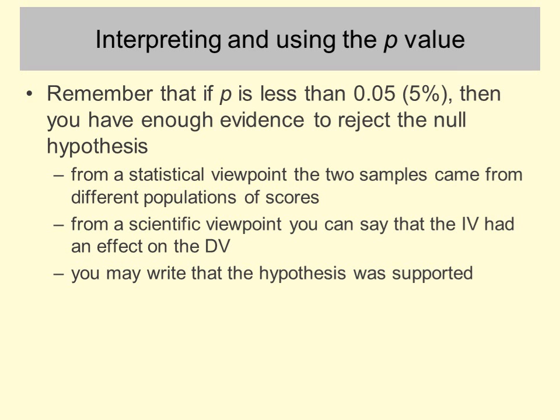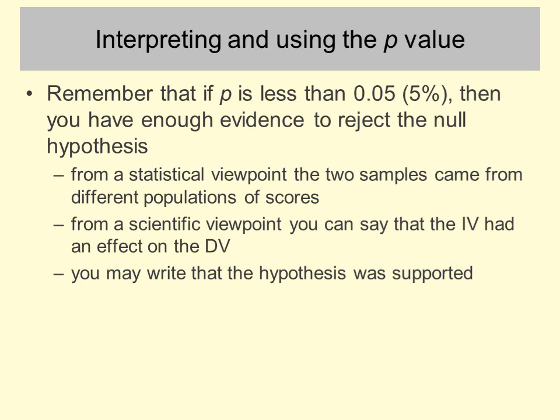Okay, so let's just remind ourselves again about interpreting and using the p-value that you get out of the t-test and lots of other statistical tests that you'll be looking at over the course of the next 2 years. Whenever the p-value is less than 0.05, which is the same as saying 5%, then that gives you enough evidence to reject that pesky null hypothesis.